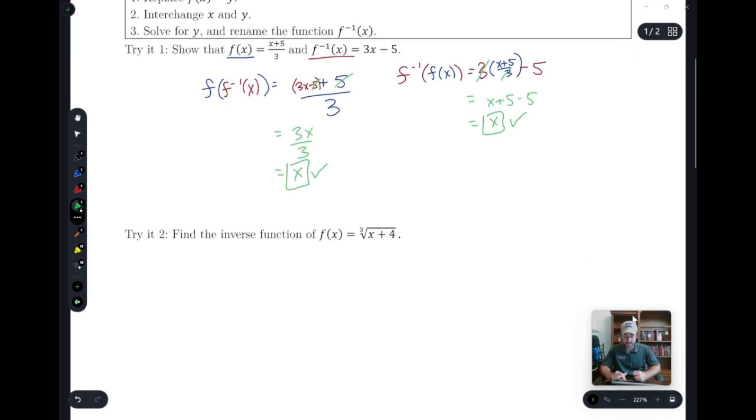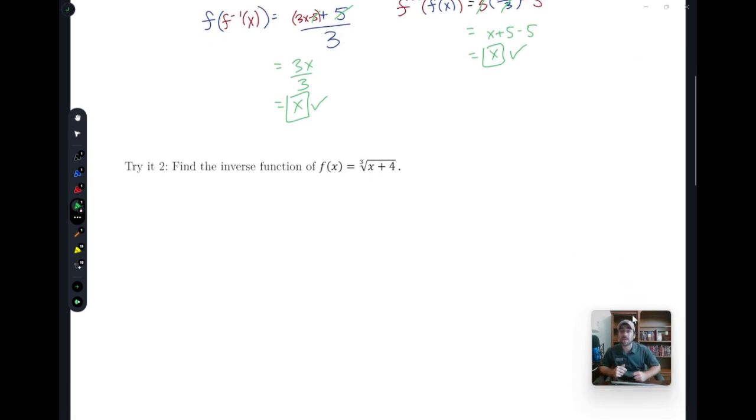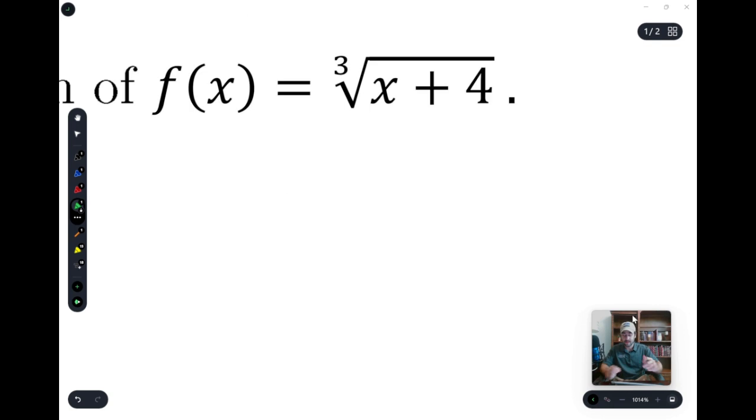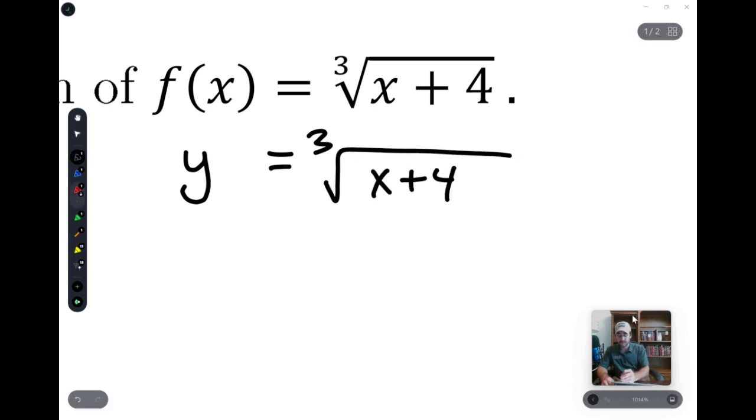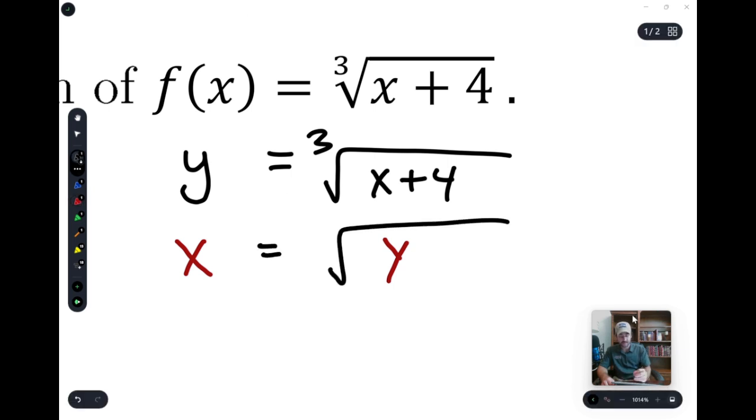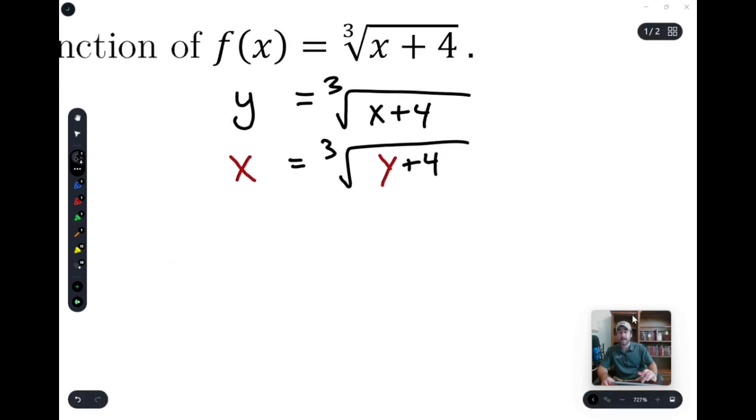All right, let's keep going. Now we're going to find the inverse of a radical, which is a little bit new in this section. But the steps are exactly the same as finding an inverse, where you rewrite it with a y. You switch x and y as the main step. That's what inverse means. It means switching x and y. And then you solve for y.